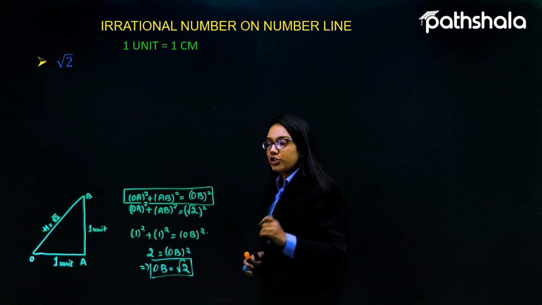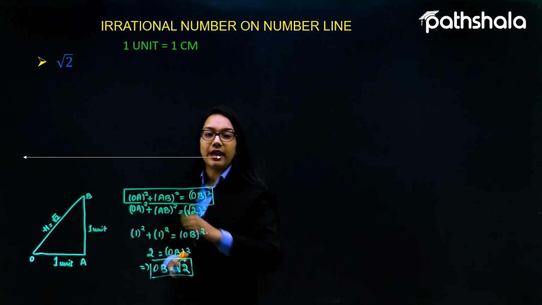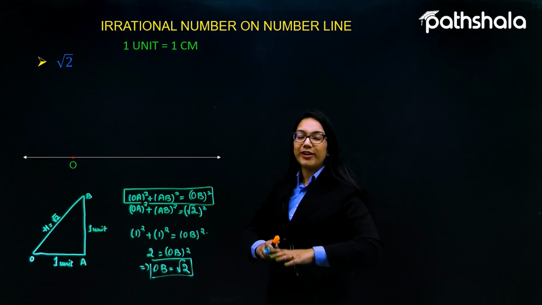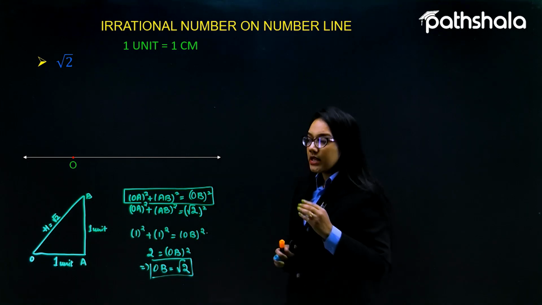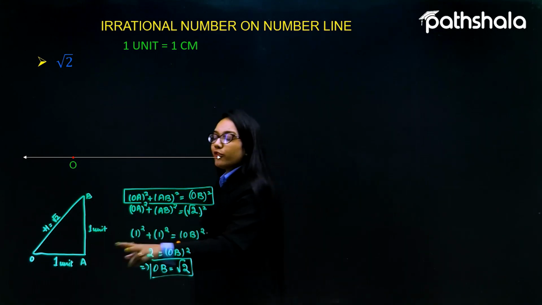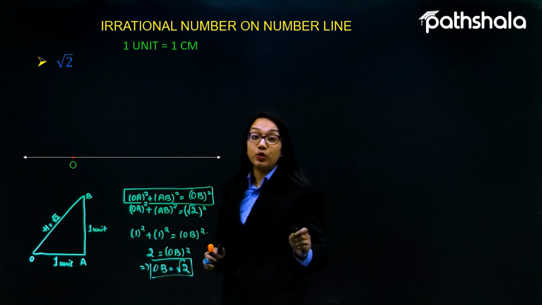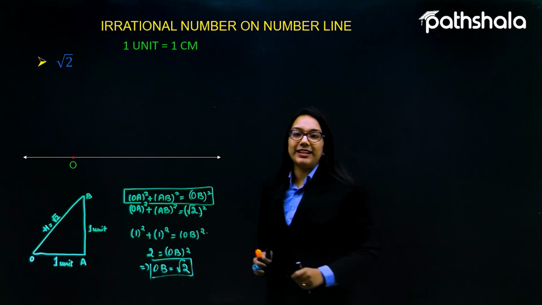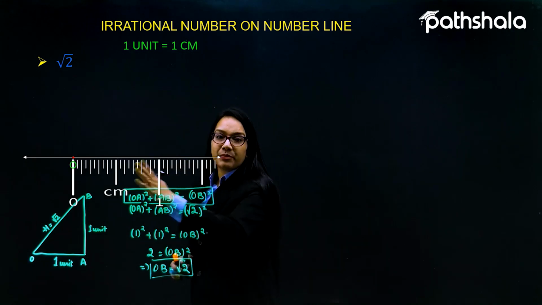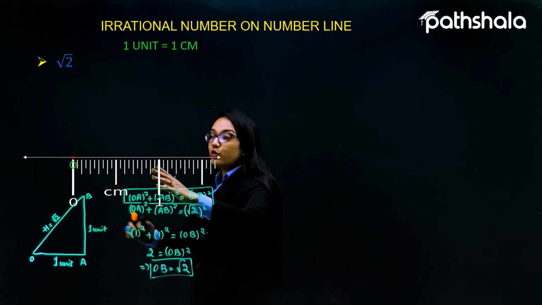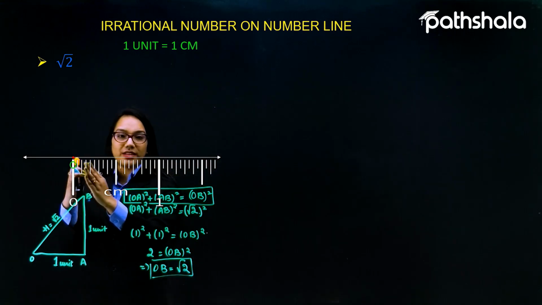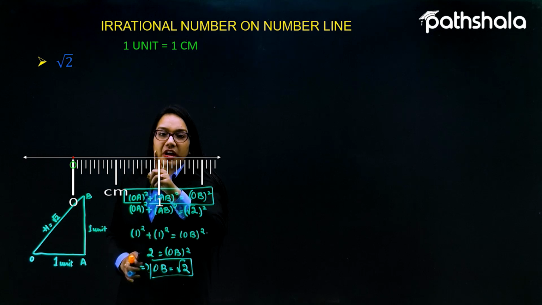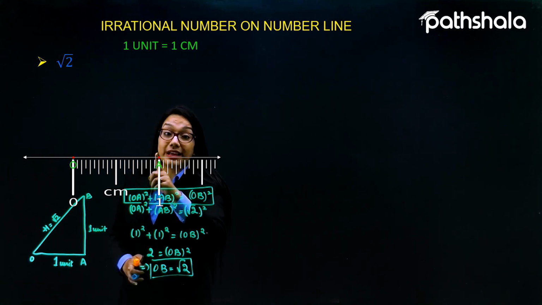on the number line. First of all, I am taking the number line as this, and I'm taking any point O or 0 on it, such that first of all we have to construct OA as 1 unit. Whenever I talk about 1 unit, it means I'm taking 1 centimeter. Using the scale, I'm taking only 1 unit. So 1 unit is over here, and I'm marking this point as A.